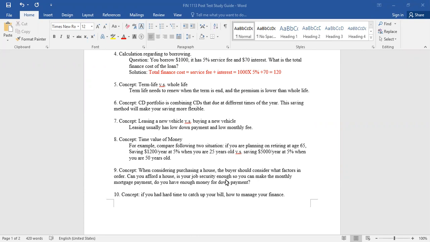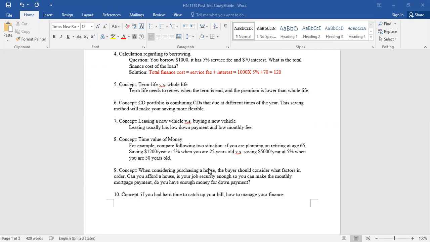Next one, it talks about purchasing a house. Okay, so if you consider purchasing a house, what are the factors you need to consider? Remember, every time you need to make a purchase, there are two things. First one, you want it. Second, you can afford it. So when you purchase a house, the first one is, do you need a house? Second one is, can you afford it?